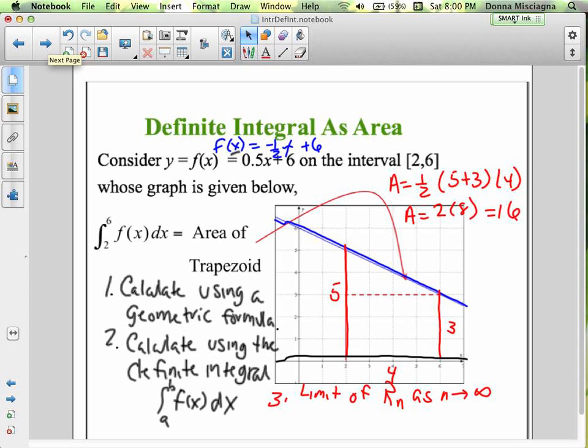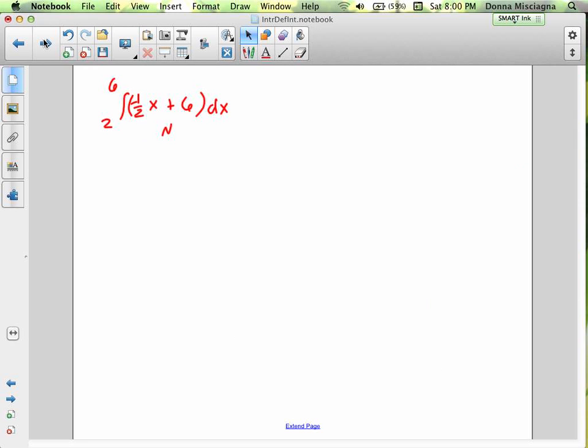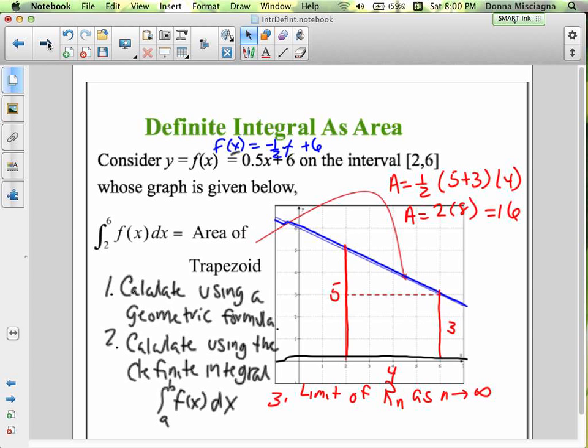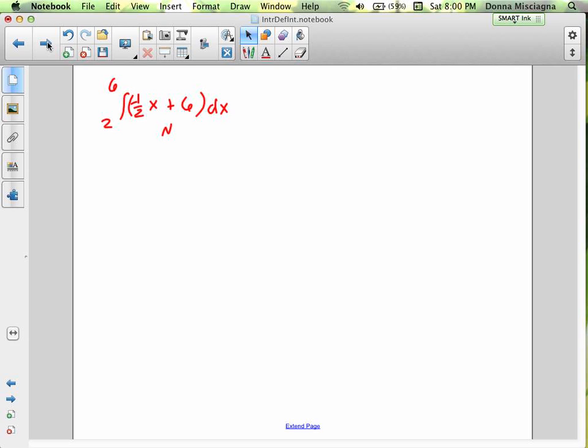Let's see if we get that same area all 3 ways. Oh, let me put a, yeah, I'll do that on this page, and then I'll do the limit next. So this is going to be the limit of Riemann sums.